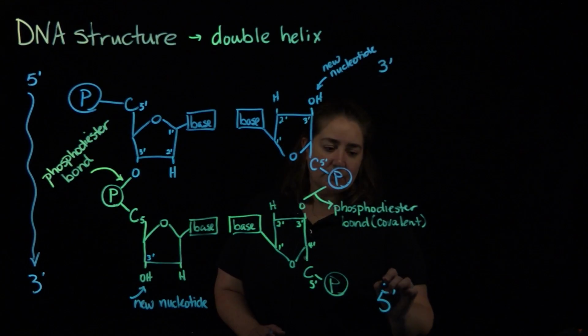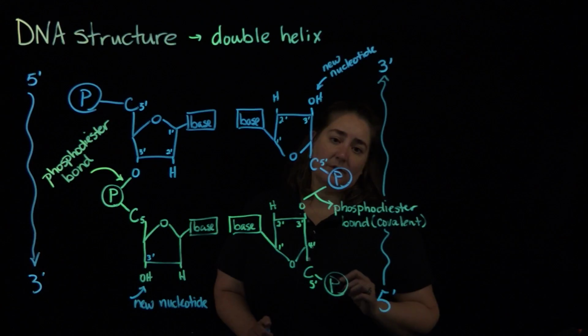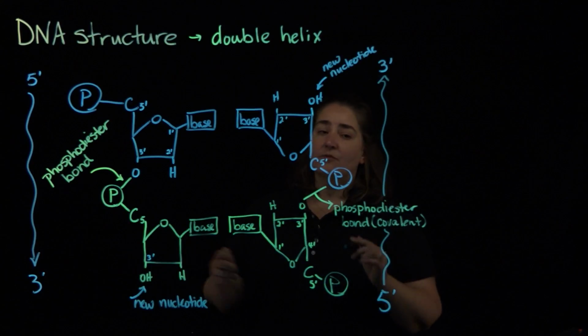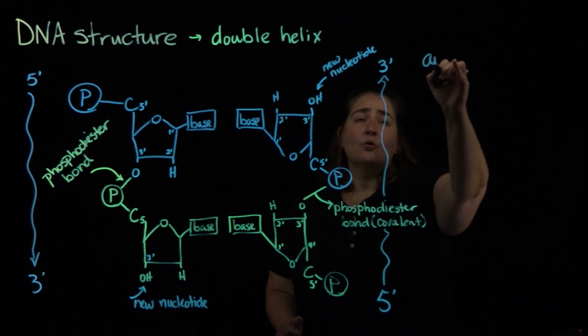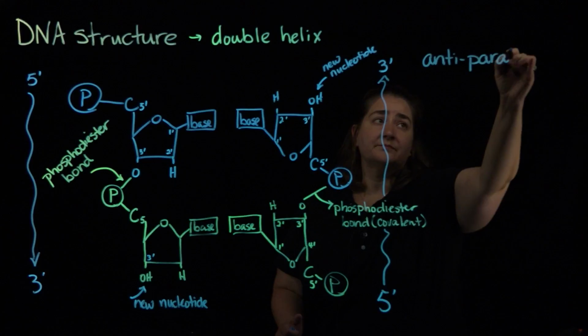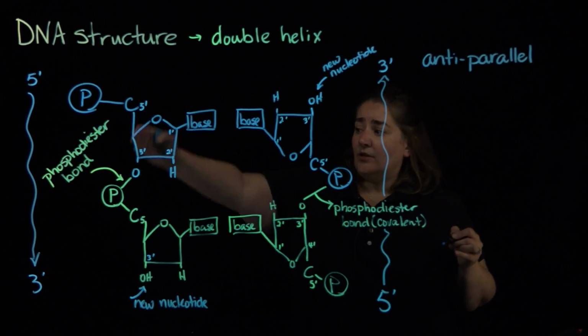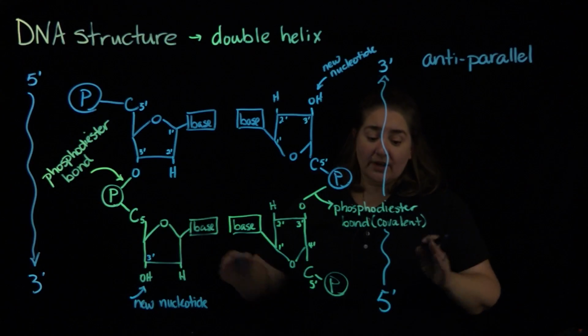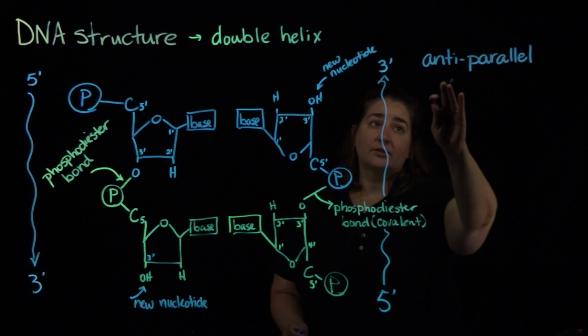So again, we're going to run 5' to 3'. If you notice, these two are opposite one another. What that means is that the DNA double helix is anti-parallel, meaning one strand runs one direction, the other strand runs the other direction.